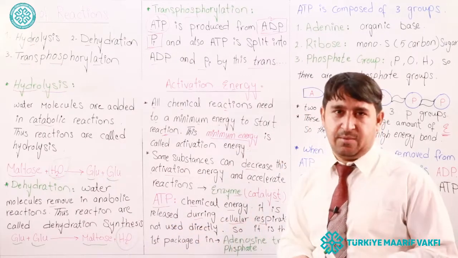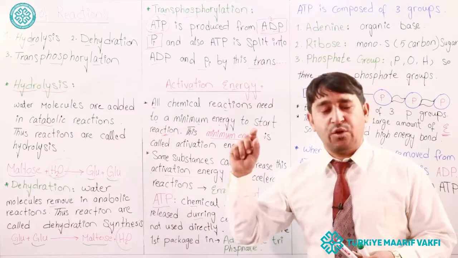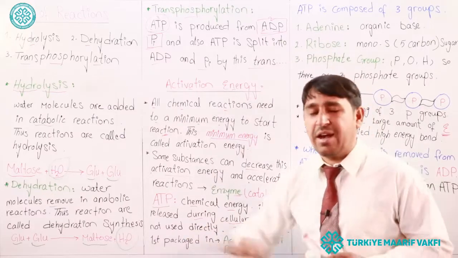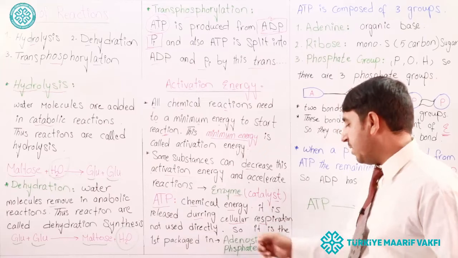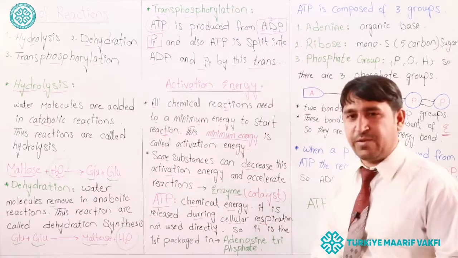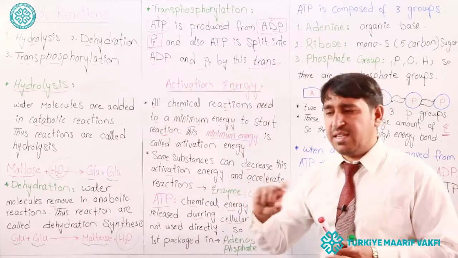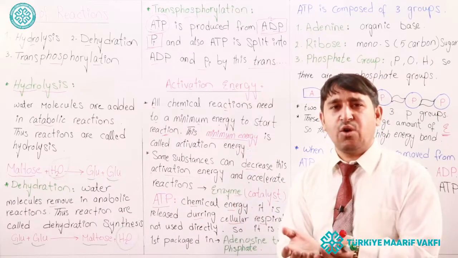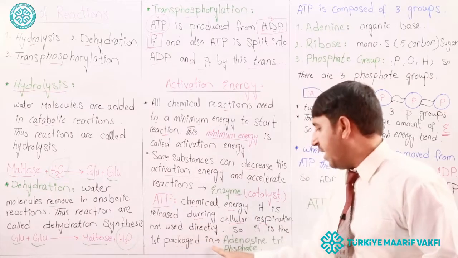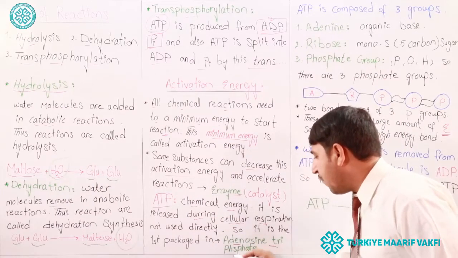We cannot use it directly. There are some activities in our body or in our cells. For those activities, the ATP can be used, but directly we cannot use the ATP energy. So it is in the first package, adenosine triphosphate. When the energy is made, after that there is a process. In this process, the ATP energy is going to be packed. So this first package of the chemical energy is named adenosine triphosphate.